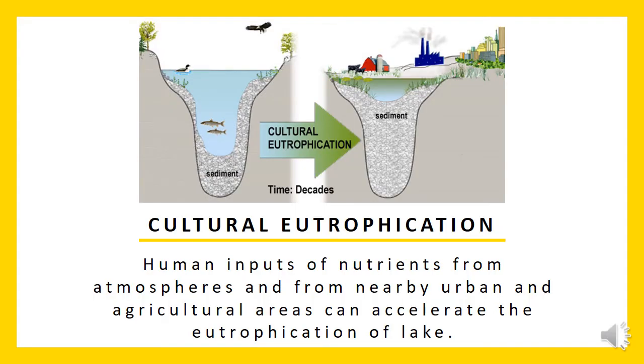Human inputs of nutrients from the atmosphere and from nearby urban and agricultural areas can accelerate the eutrophication of a lake, and this is called cultural eutrophication.